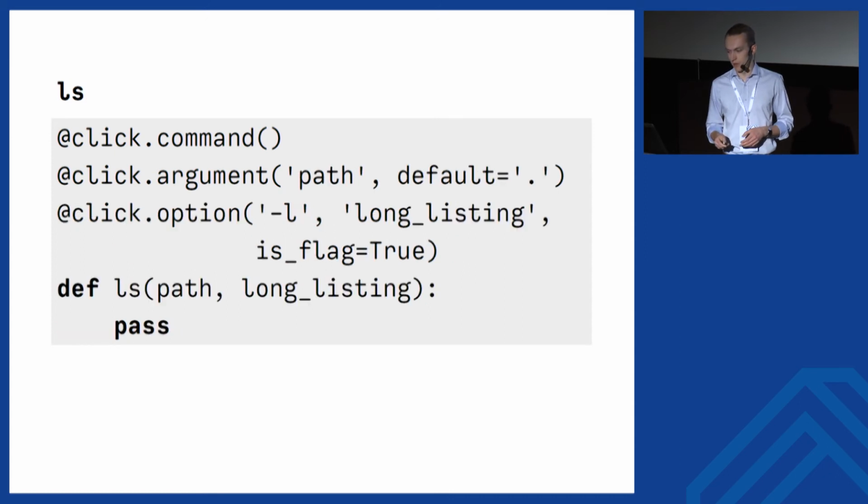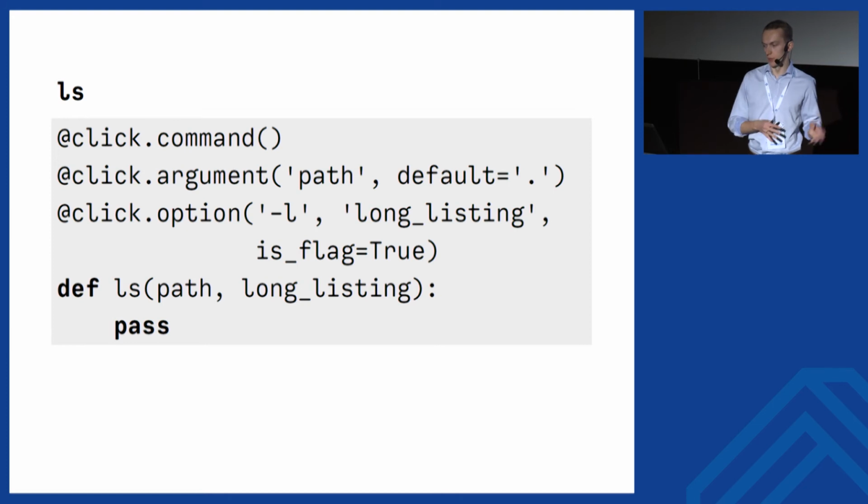So let's redefine the ls command from Linux, the very basic form of it. It will accept a path which we want to list, and it will accept an option that will tell that we want to see the output in a long listing format. So in Click, you would do this like this. You would define an argument, which is required. However, it has a default value that equals the current directory.